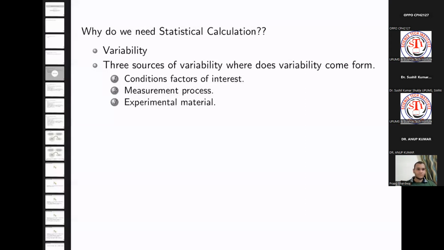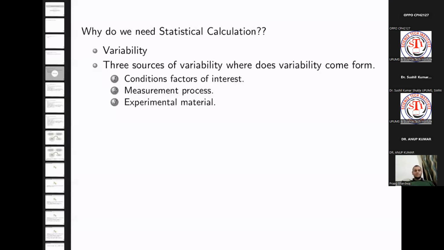Now, the variability may be there because of the conditional factor. The factor is whether the patient is hypertensive or not. So this is the conditional factor. Because of this, you get variability: in the person who has hypertension, obviously his blood pressure is going to be on a higher scale, and the person who does not have hypertension will have blood pressure in the normal range.